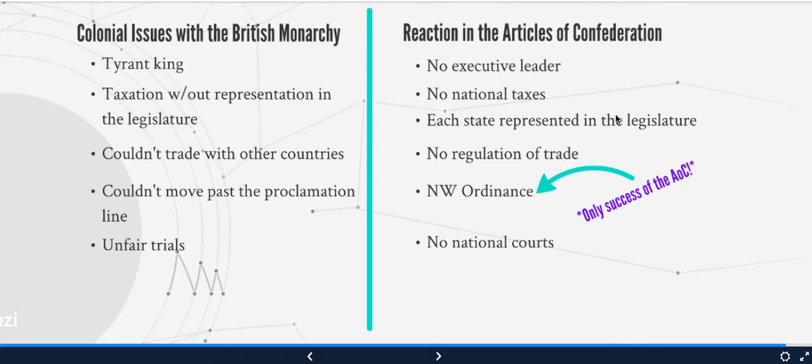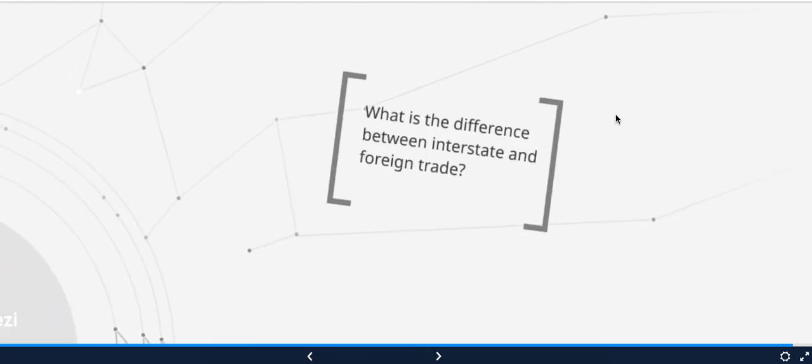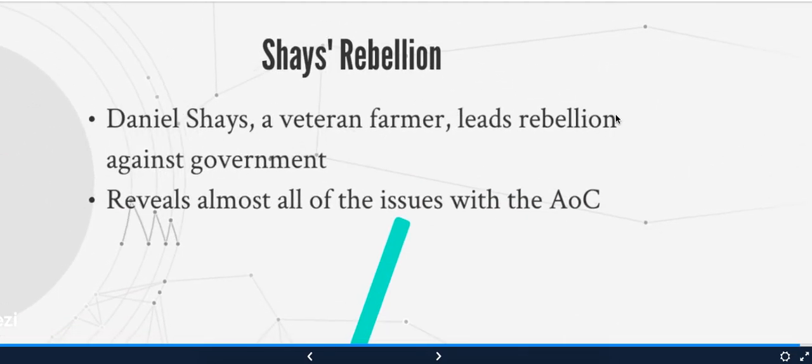Additionally, we got unfair trials. Therefore, we have no national courts and no national military. These all become a problem. And then eventually, Daniel Shays and pals reveal pretty much every issue with the AOC.